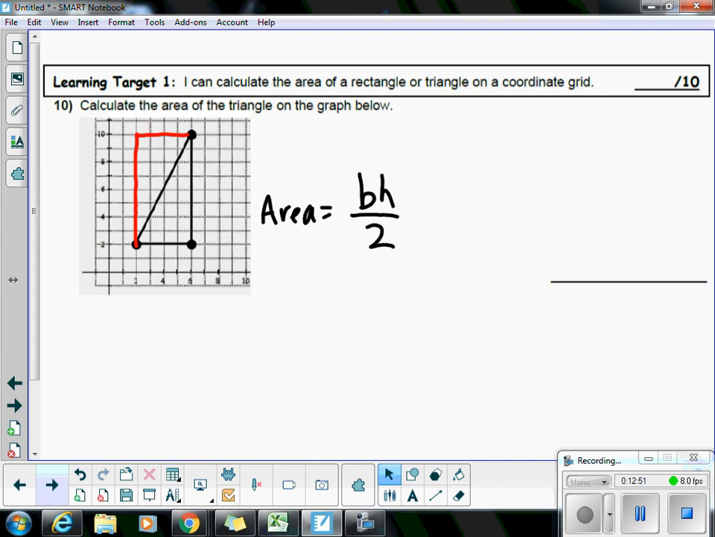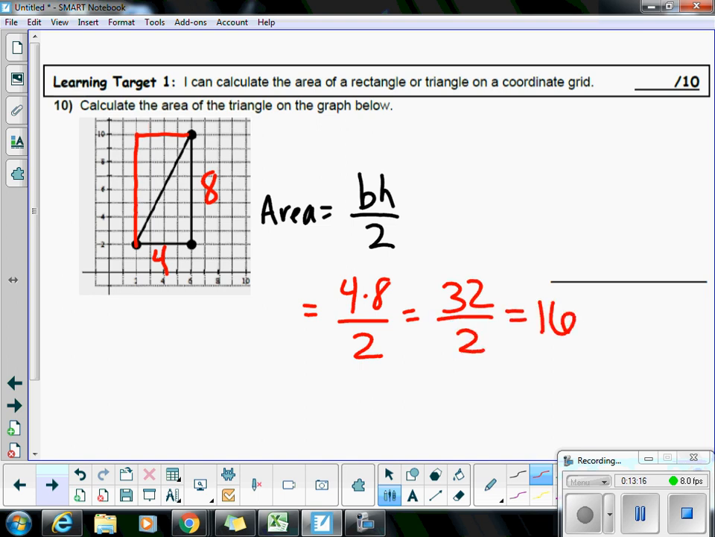And a triangle, the one that we're looking at, is exactly half of that rectangle. So that's how I memorized the formula. So now if we take a look, my base is 4, and my height is 8. So I have 4 times 8 divided by 2, which is equal to 32 divided by 2, which gives me 16. So my area is 16 units squared. So we're using units squared because we're talking about an area. So if we just put units, that would have been incorrect.